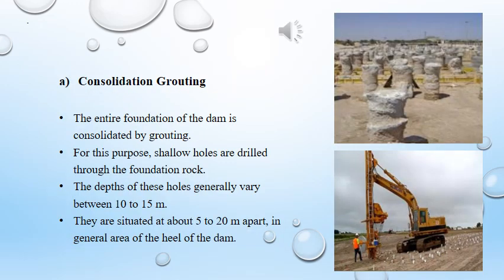So, the first is consolidation grouting. The entire foundation of the dam is consolidated by grouting. For this, shallow holes are drilled through the foundation rock. The depth of these holes generally varies between 10 to 15 meter, and they are situated about 5 to 20 meter apart.